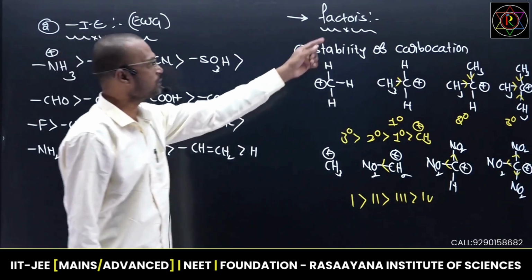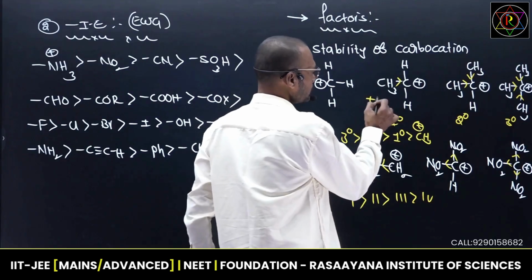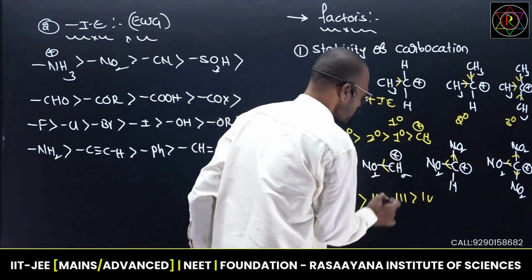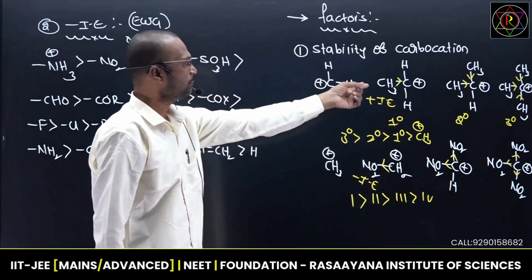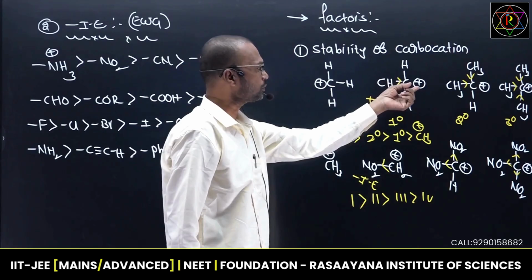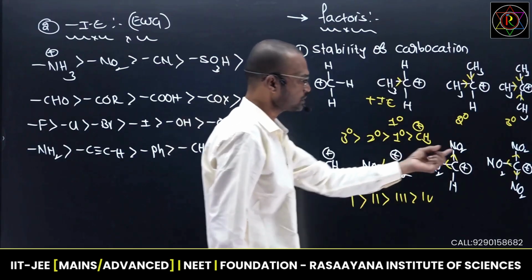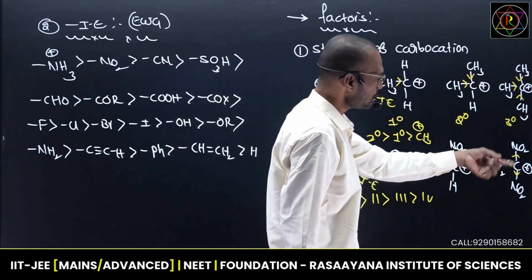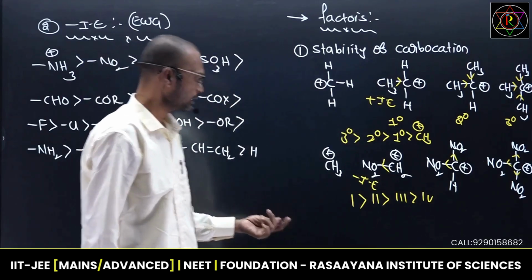Okay, so indirectly I am saying that carbocation is stabilized by plus IE groups, and destabilized by minus IE groups. Plus IE groups will increase the stability of the cation, minus IE groups will decrease the stability of the cation. Say as the number of withdrawing groups or minus IE groups increases, stability becomes very less. Okay, next.